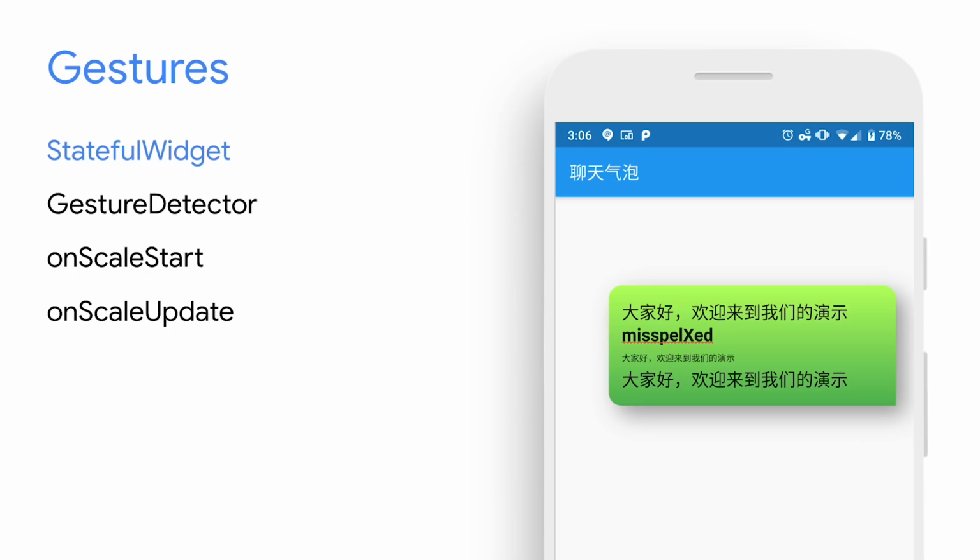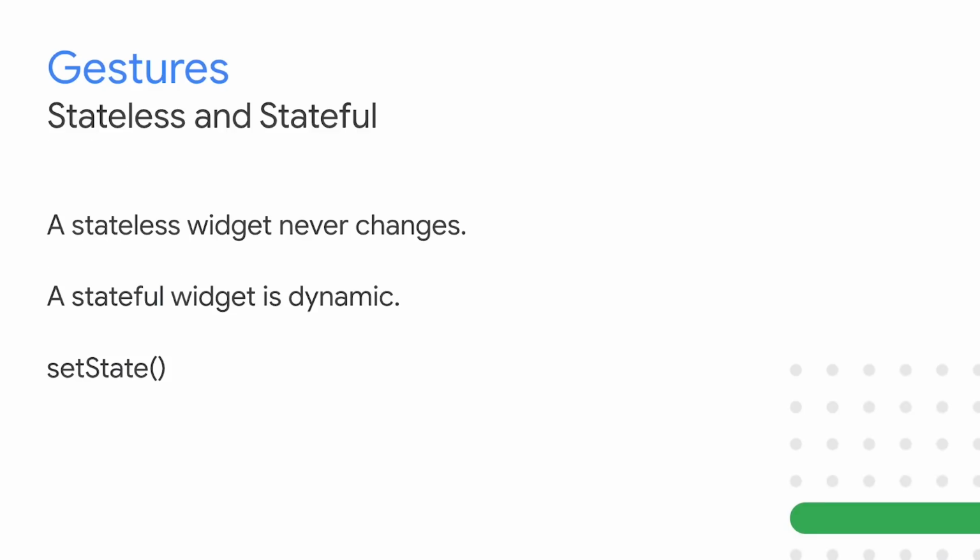So we'll start with changing the bubble to a stateful widget. And then we'll go ahead and add a gesture detector widget. And finally, we're going to add the onScaleStart and the onScaleUpdate callbacks to accomplish the scaling. So remember our bubble was a stateless widget? We're going to change it to a stateful widget.